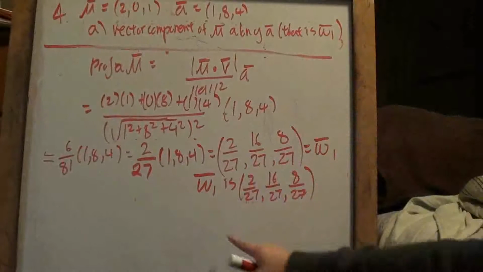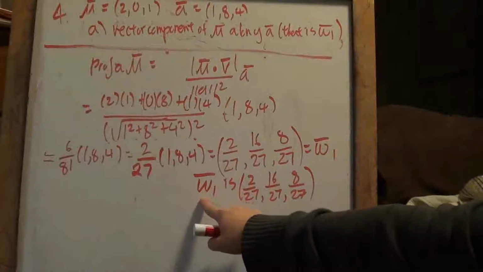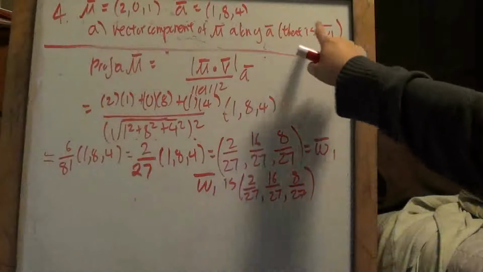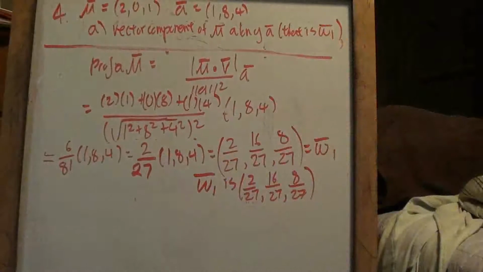So I think they want you to say W1 vector is this, right? You don't want to just give this because they want you to look for this. So nonetheless, it's the same idea. And the next part B is going to be a similar thing, but it's just going to be the orthogonal counterpart.